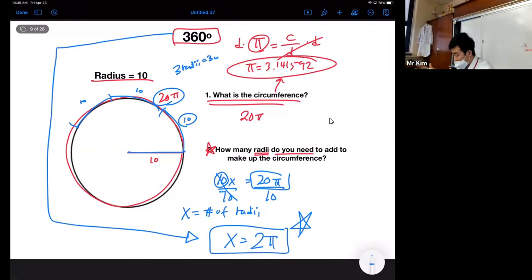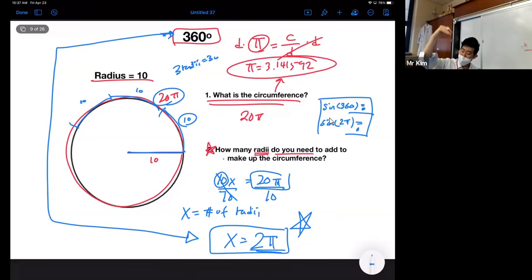If you go to your calculator, and you do sine of 360, which is in degrees mode, versus sine of 2 pi in radians mode, they give you the exact same thing. Well, they give you 0, but that really doesn't help. But 2 pi is equivalent to saying 360 degrees. Congratulations, you learned how to translate between degrees and radians for the very first part. That's the definition: how many radii make the entire circumference.